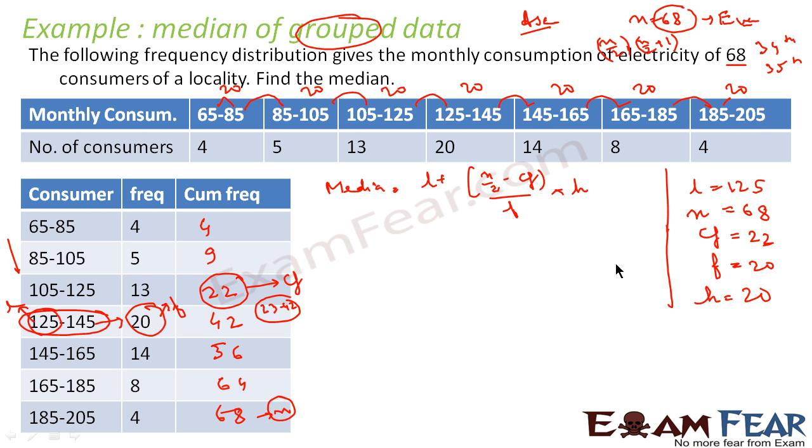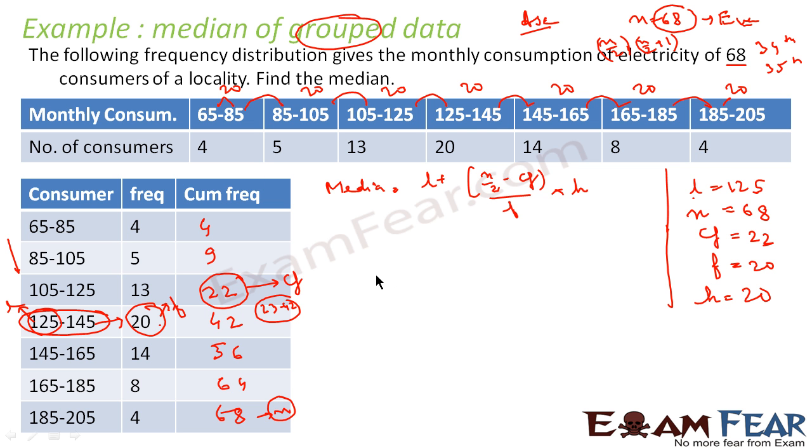Please understand, the main thing is understanding these values. L came out to be 125 because L is nothing but the lower limit of the median class, 125. n is 68, the number of items. CF is the cumulative frequency of the class preceding the median class, 22. F is the frequency of the median class, and H is the class interval.